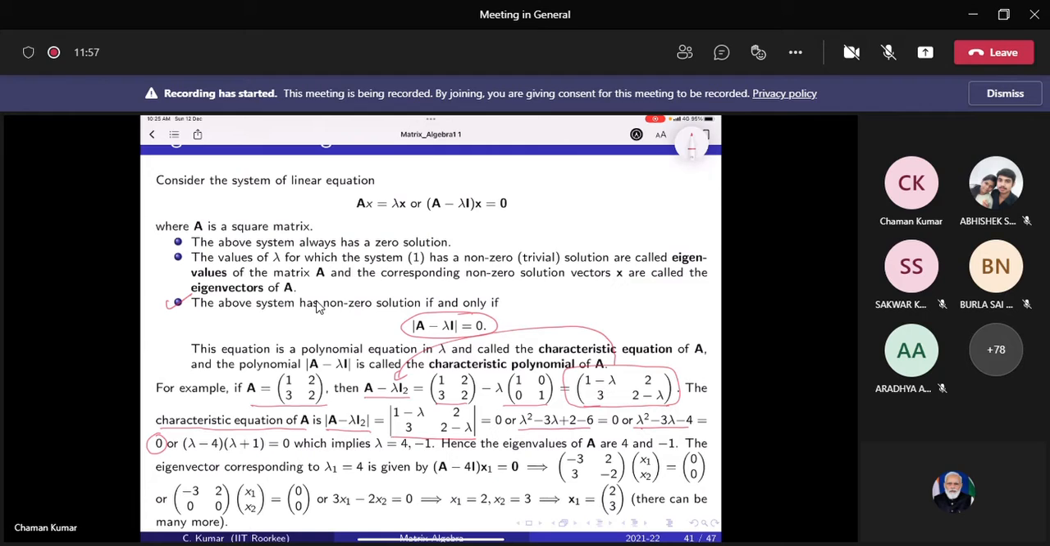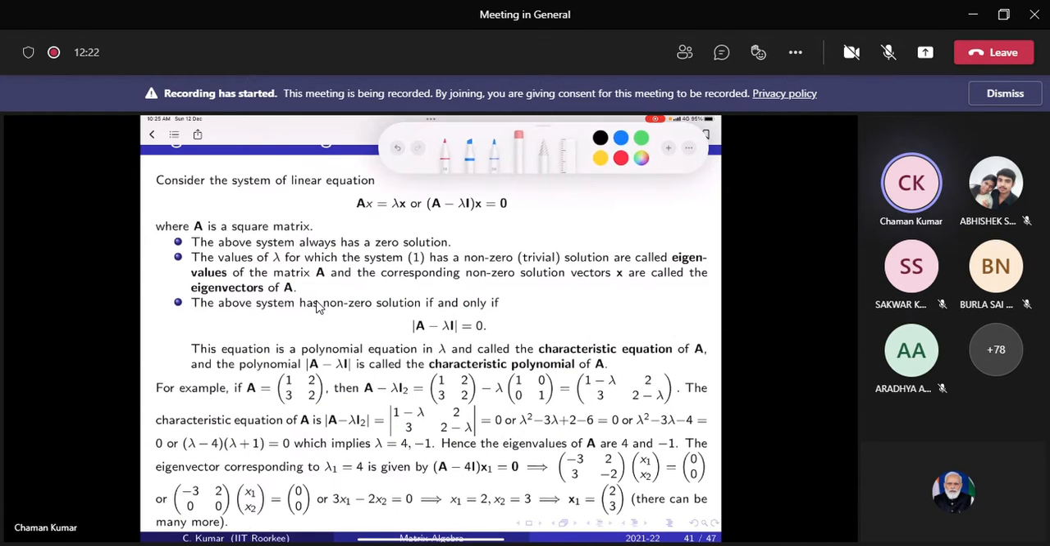Okay. Now this is a polynomial of order 2, so it will have 2 roots, and one can easily find these 2 roots as lambda is equal to 4 and minus 1. Okay, so this means the eigenvalues of A are 4 and minus 1 in this example.